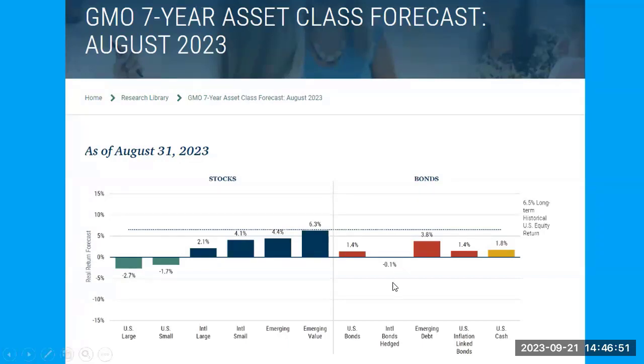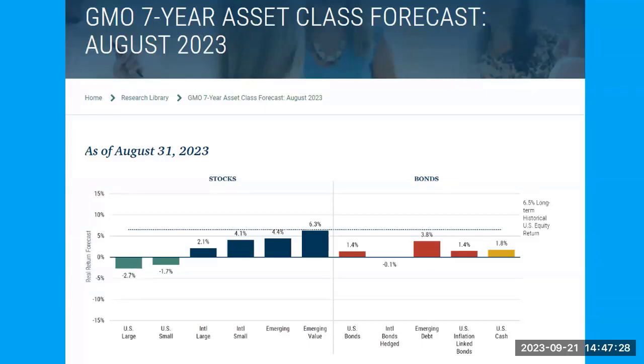International bonds hedged. What do I mean by that? You buy non-US bonds and you hedge out the currency exposure. That's like buying US bonds, so I'm not sure why they have a big difference between those two. Emerging debt, they like emerging debt. They have liked emerging debt for quite some time. They like TIPS, inflation-linked bonds. They think they'll outperform inflation, which is kind of interesting because that's what they're built to do. And then cash, they actually think cash is going to beat inflation, which is not its long-term pattern.